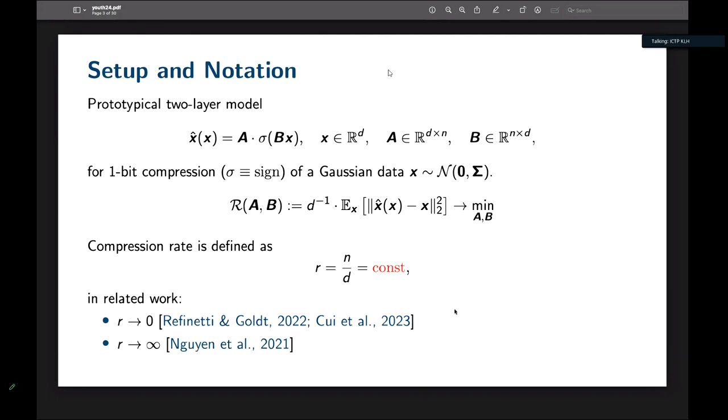Let me give a few remarks on why sine is an important model to consider. First of all, it has a quite nice connection to classical coding theory. You can think of it as compressing a sequence X of length D to N bits, which is a well-studied problem in coding theory and information theory. Another important remark is that sine is scale invariant. So in particular, if you scale the rows of B by some constant, nothing really changes. In particular, this property prevents the model from entering the so-called linear regime.